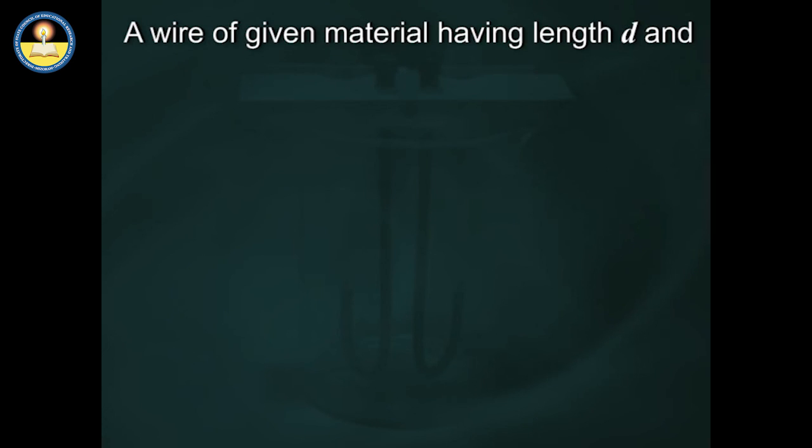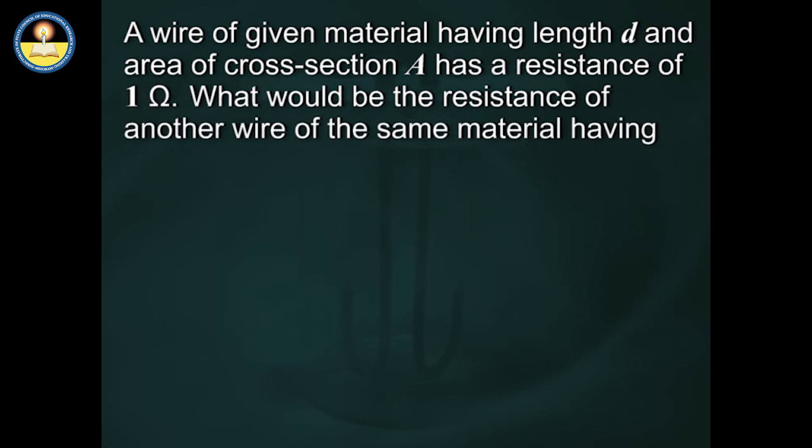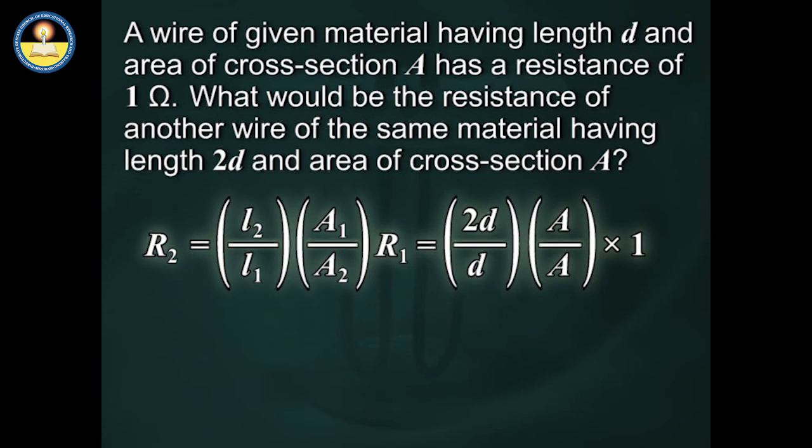In this problem, a wire of given material having length D and area of cross-section A has a resistance of 1 ohm. What would be the resistance of another wire of the same material having length 2D and area of cross-section A? Here, the resistance becomes 2 ohm.